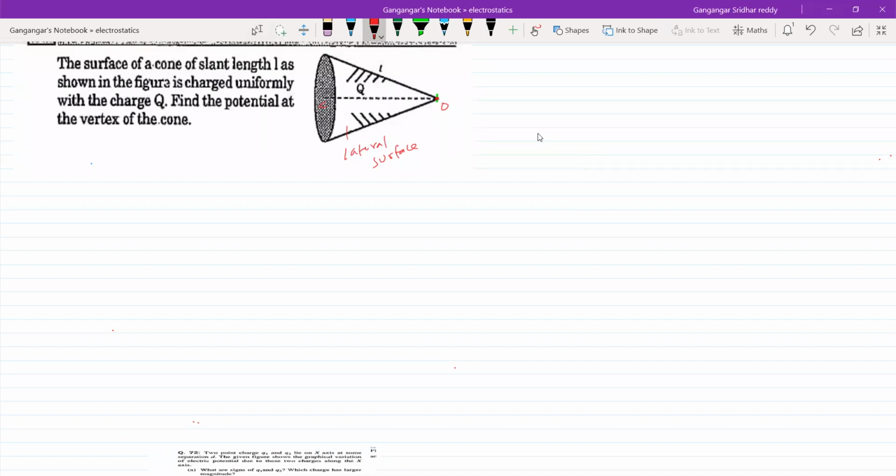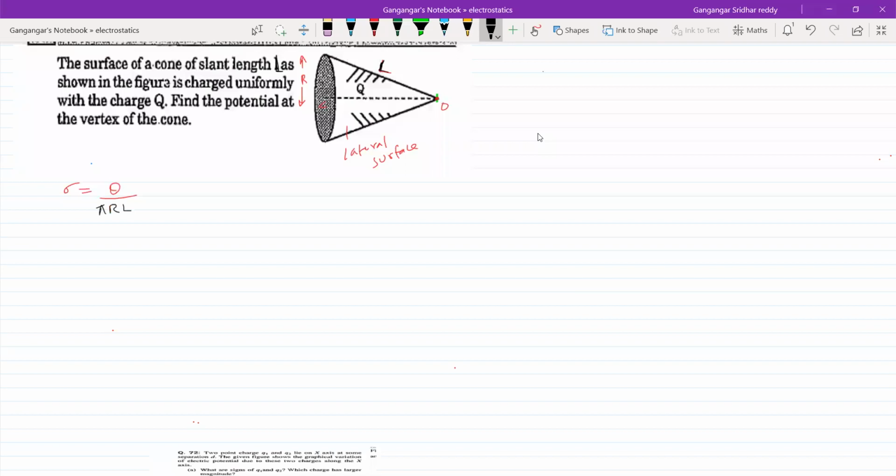What is sigma, how do we define sigma? Sigma equal to Q by. So let R be the radius, I'll assume. I'll make this capital L. This will be capital L, slant length. Now what is the lateral surface area? Should be equal to pi RL.